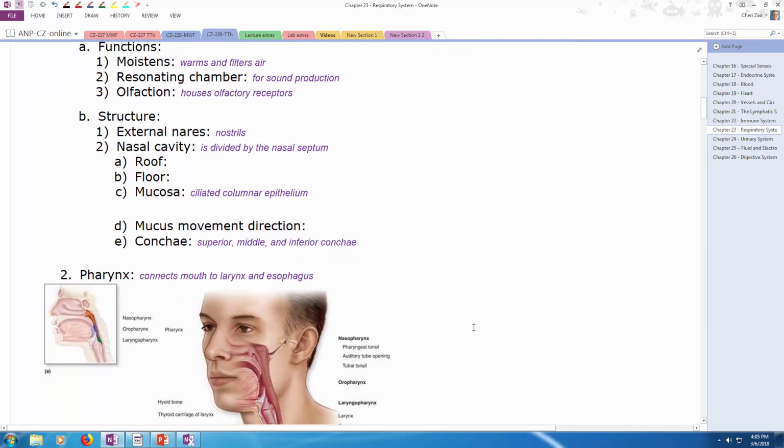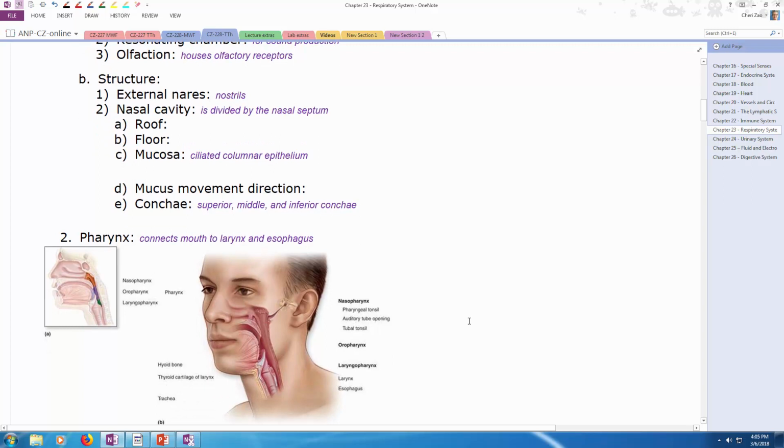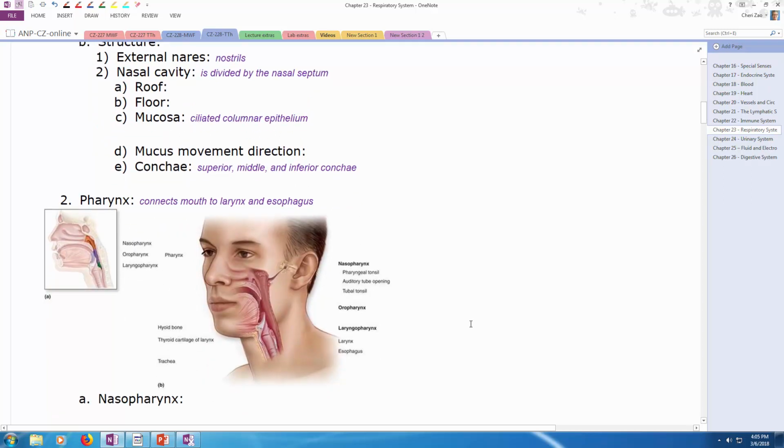Structurally, the first things that we encounter for air to move in is the nostrils. Then it goes into the nasal cavity, which is divided into two sections by the nasal septum, which is both bone and cartilaginous. And what kind of cartilage is the nasal septum made out of? Hyaline cartilage. It should be almost like a reflex for you guys.